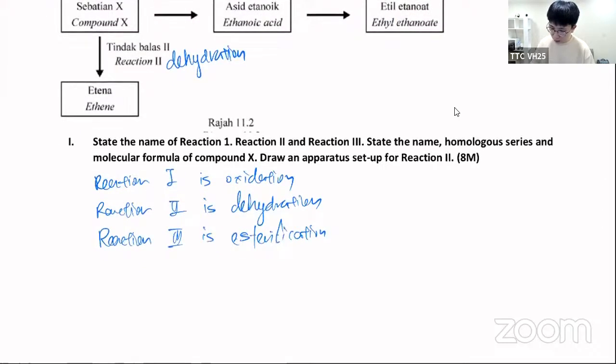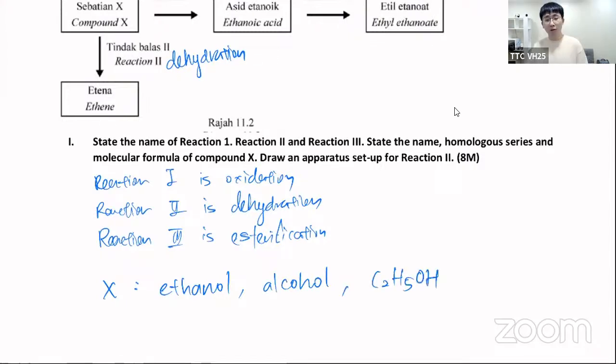And next one will be the name of X. Okay, X is ethanol. And then the homologous series is alcohol. And the formula is C2H5OH. We have been learning ethanol for the past few questions. I believe you all know C2H5OH. And the last 2 marks is supposed to be the drawing for reaction 2.